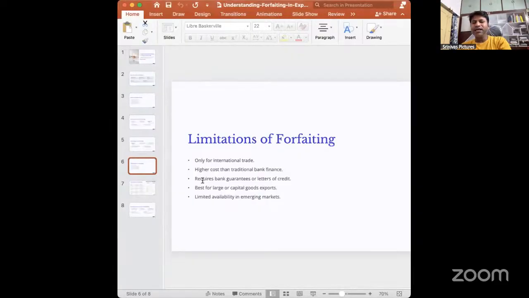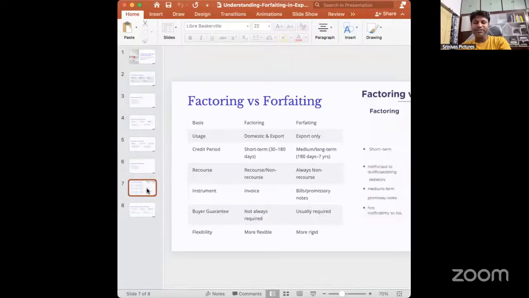And the next one is that it requires a bank guarantee or letter of credit. A bank guarantee or letter of credit from the importer side is compulsory. Without this letter of credit from the importer's bank side, it will not be performed. And it is best for large capital goods exports. Generally, this can be used for exporting large capital goods only, and there is limited availability in emerging markets.